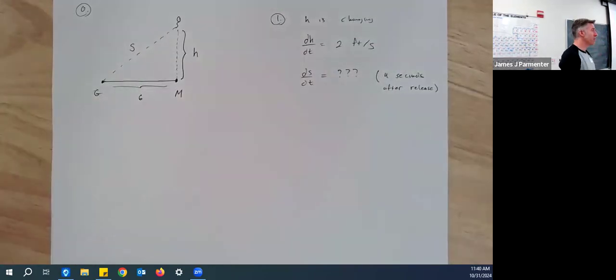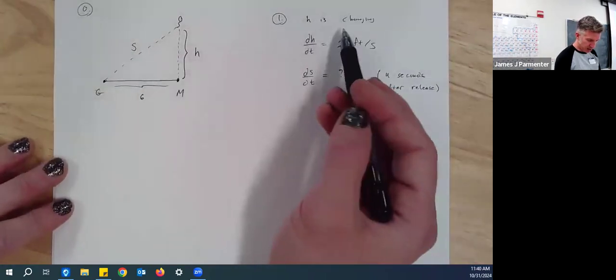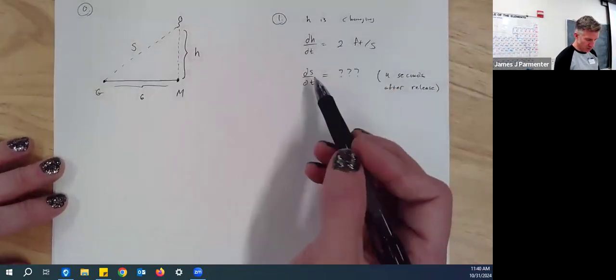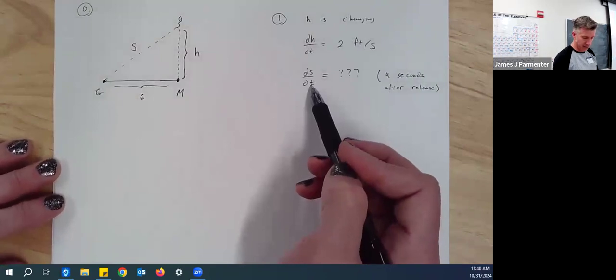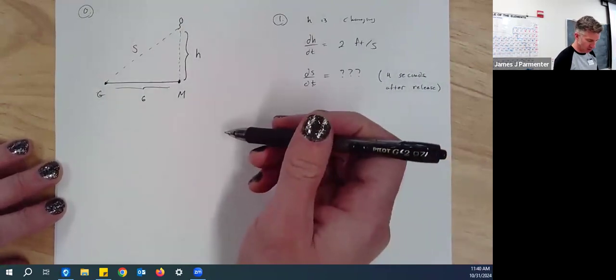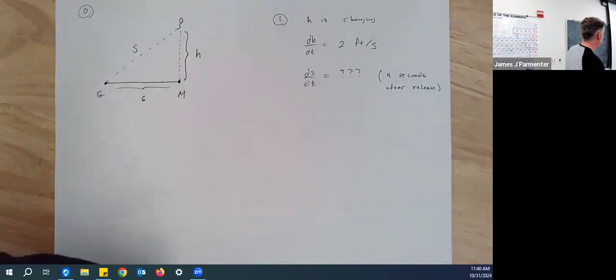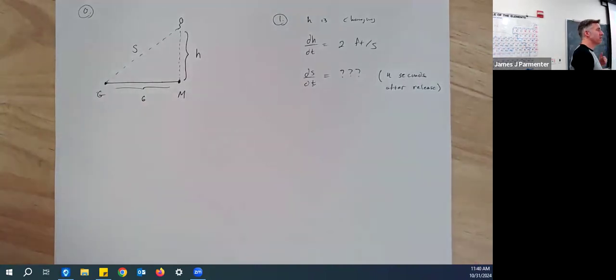I also think when you're doing a problem like this and you're reading the question, it's worth it to focus in on what's important and write that down as you go along. Okay, so we've got our picture. We know that H is changing at 2 feet per second. We know that we want to know how S is changing at the moment 4 seconds after release. So now that we've seen what's changing, we need an equation relating the non-time variables.